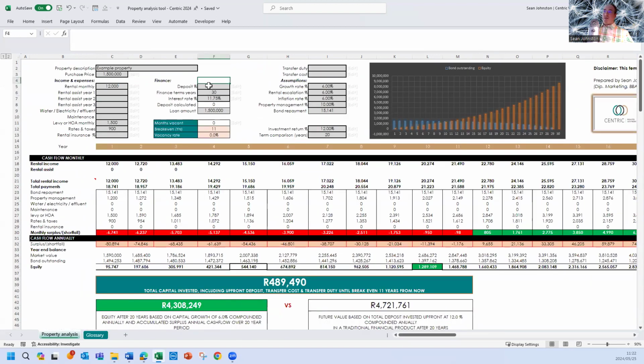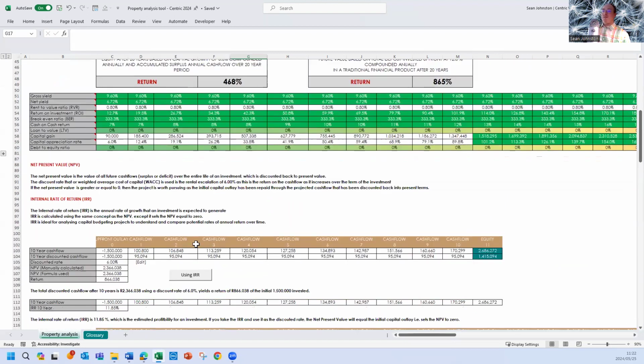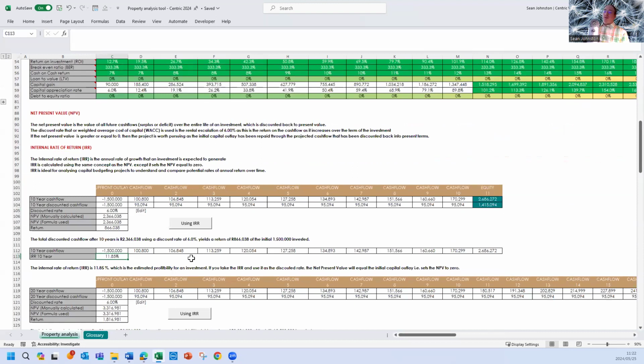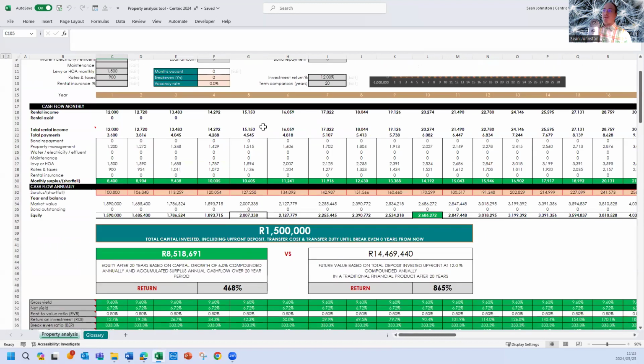Now, on the converse of that, if I bought this property cash 100%, your internal rate of return reduces to 11.85. That's still fairly good, if I'm honest. 11.85%, inflation 6. So if you were to use your internal return as the discounting factor, anything above 11.85% in your calculations would mean this property is not feasible if you bought it cash.